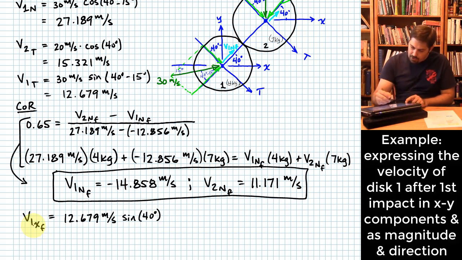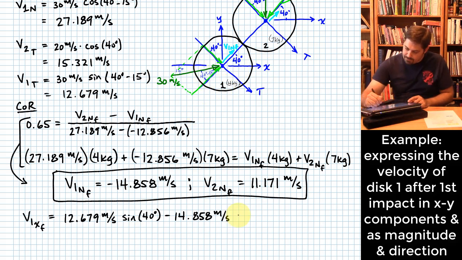Okay. All right, so there's that much. And then we also have the component that is the normal component. Now the normal component winds up having this negative 14.858. That points back this way, which is opposite of the direction of x. So we're going to say minus 14.858 meters per second. And we want only the component of that that points along the x, and to get that we multiply by the cosine of 40.